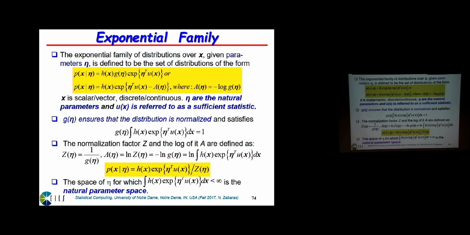So what's the exponential family of distributions? It is the distributions that fit in this form that you see there, where these parameters theta are what they call the natural parameters of the distribution.